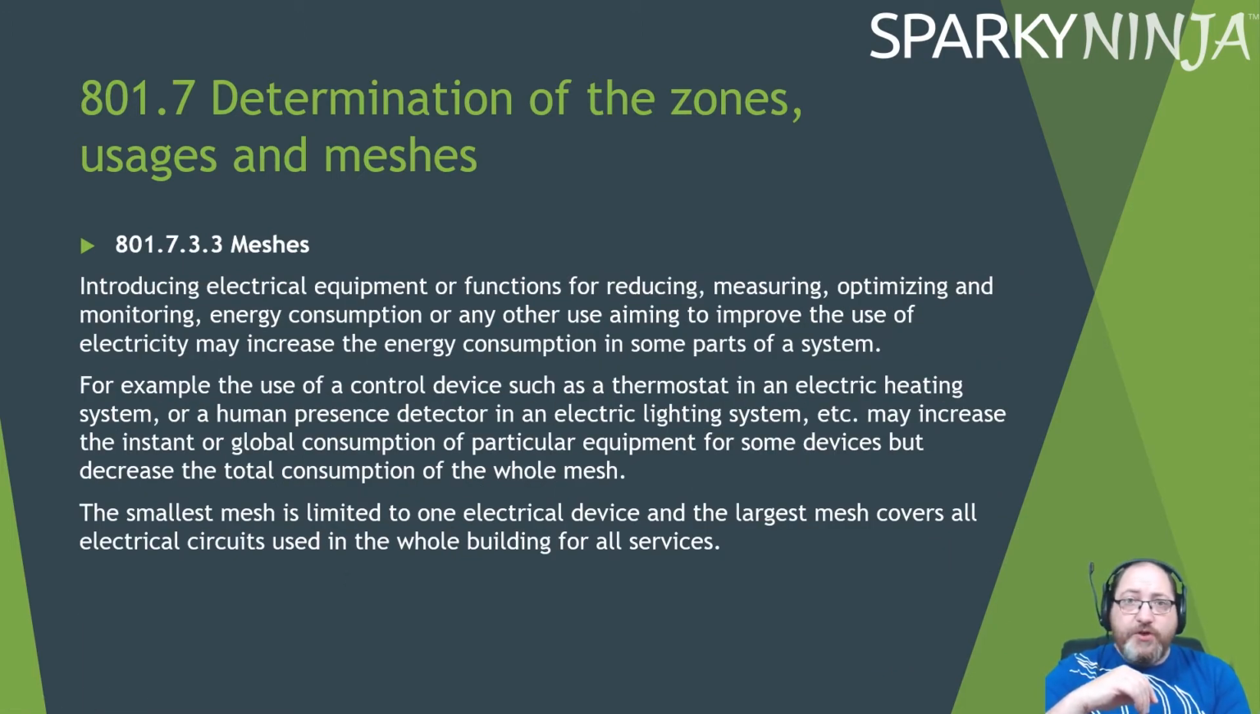Introducing equipment or functions for reducing, measuring, optimizing and monitoring energy consumption or any other use aiming to improve the use of electricity may increase the energy consumption in some parts of a system. So it's interesting. Introducing equipment that has a function to reduce, measure or optimize the energy consumption can actually increase the consumption. For example, the use of a control device such as a thermostat in an electric heating system or a human presence detector in an electric lighting system may increase the instant or global consumption of particular equipment for some devices but decrease the total consumption of the whole mesh.